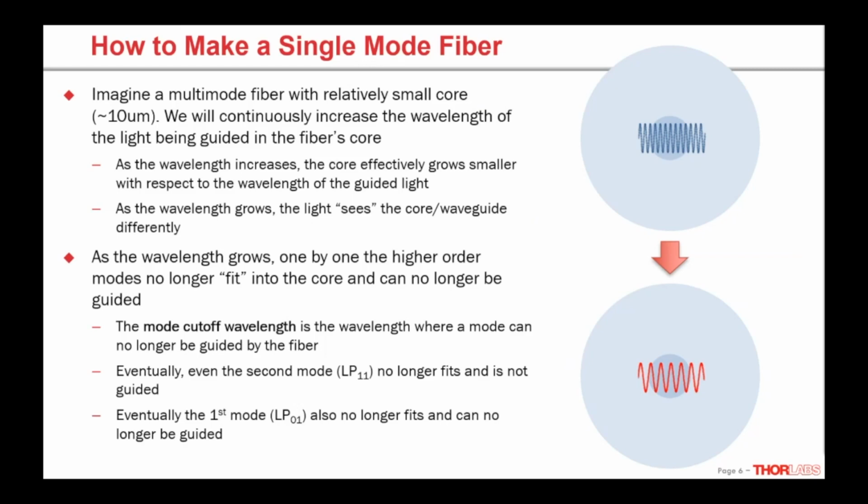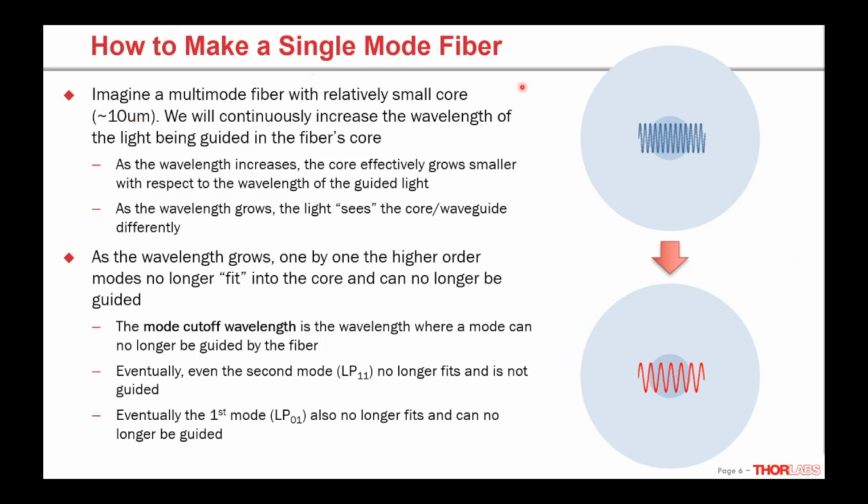So instead of the 50 or 100 or 62.5 micron core of a typical multimode fiber, let's call it on the order of 10 microns. And we're going to start with UV light, short wavelength light, into that core. And we're going to gradually increase the wavelength of light being guided through the core. We're going to couple in a single wavelength at a time at longer and longer wavelengths.